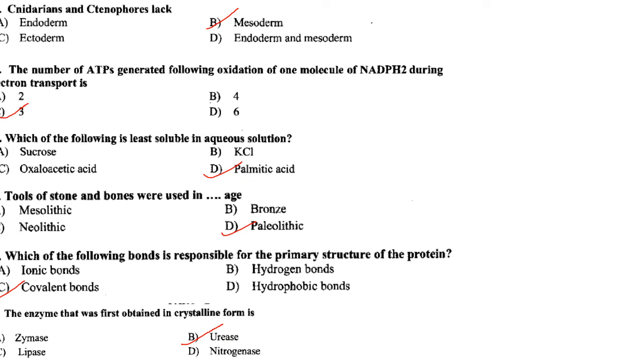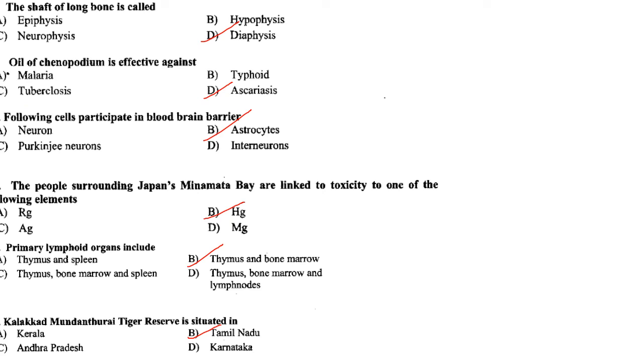Which of the following bonds is responsible for the primary structure of the protein? For the primary structure of protein, it is the covalent bonds, because they are made of peptide bonds and peptide bonds are covalent bonds. The enzyme that was first obtained in crystalline form was urease. Answer is option B.